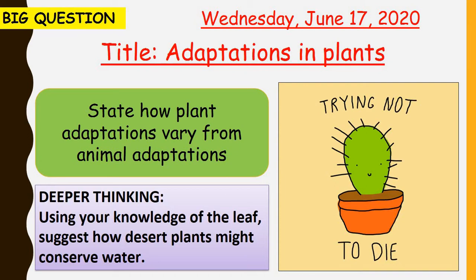So just to get us started off, we've got a little something to get us thinking about this part of the course. State how plant adaptations may vary from animal adaptations. Of course, last week we were looking at animal adaptations. How do they vary? Think about that in terms of the demands that are placed on animals compared to plants. Using your knowledge of the leaf, because we've studied that in photosynthesis, suggest how desert plants might conserve water. Have a think about that. So pause the video and let's have a think.